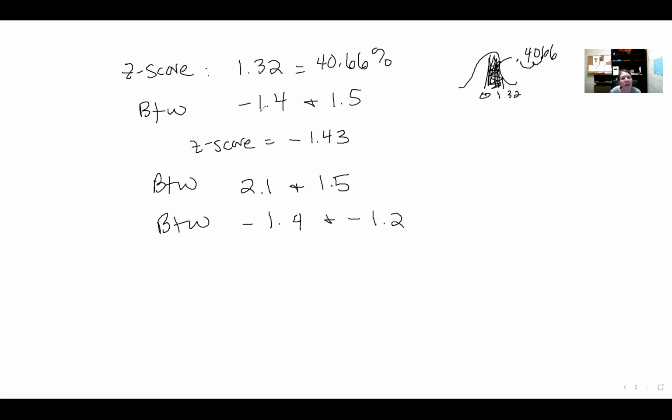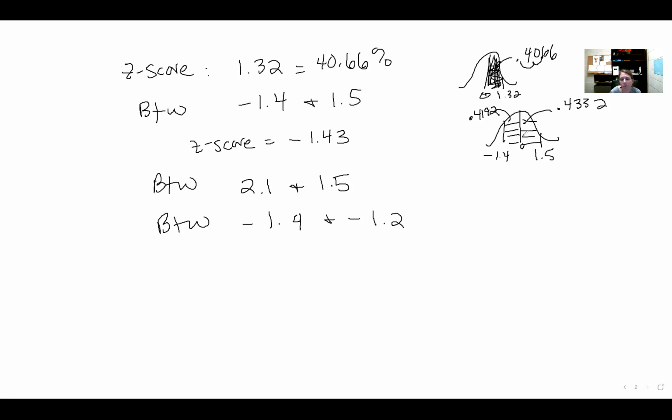All right, now I want to do between negative 1.4 and 1.5. So how would I do that? Well, you're going to have to find the z-score percentages between both of these. And I know that the negative is the same thing as the positive, right? So I have to look up the 1.5, which we can see is 0.4332. And then I look up 1.4 because, again, the negative is the same as the positive, and that's going to be 0.4192.